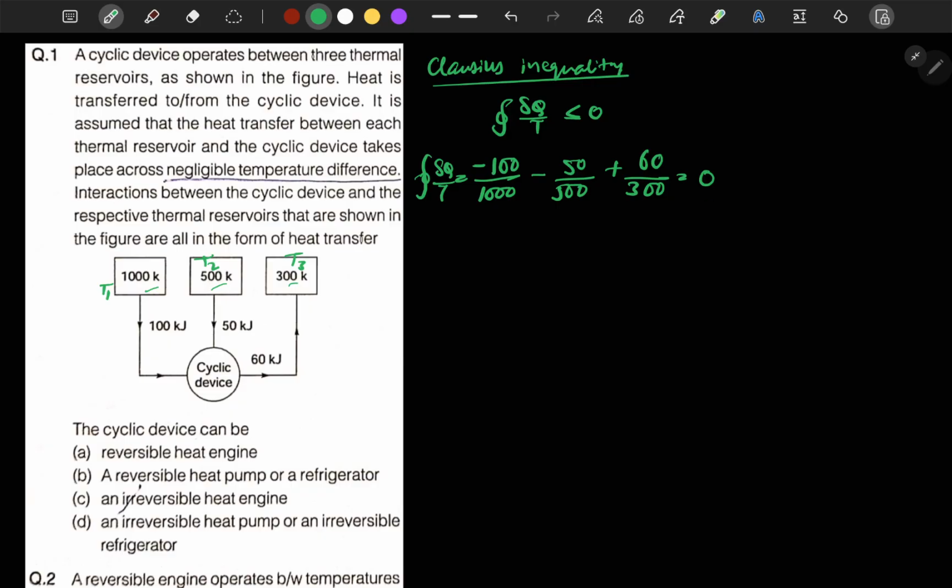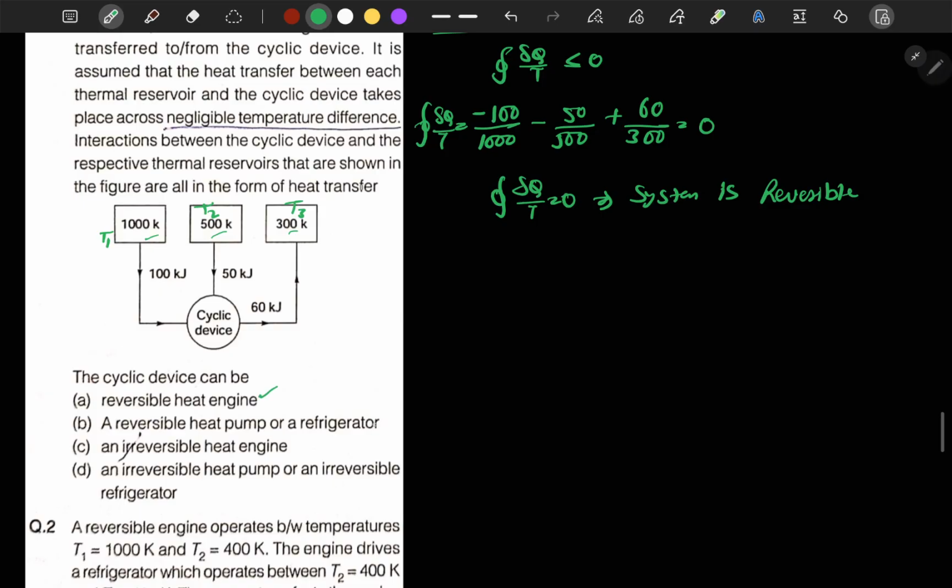So from here we can say that for this particular system, the cyclic integration of del q by t is equal to 0. It means that the system is reversible. Since we know that the system is reversible, it can either be a heat engine, a heat pump, or a refrigerator. To determine that, we should first check whether the system is a work producing or work absorbing device. So we should calculate w net here.